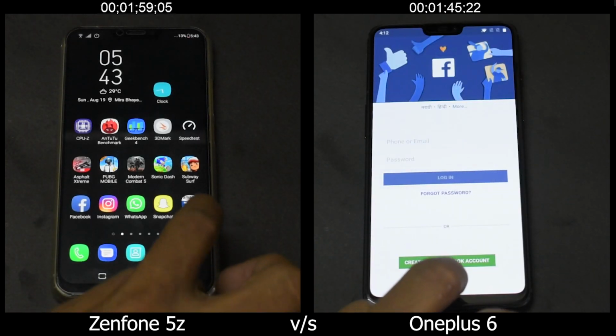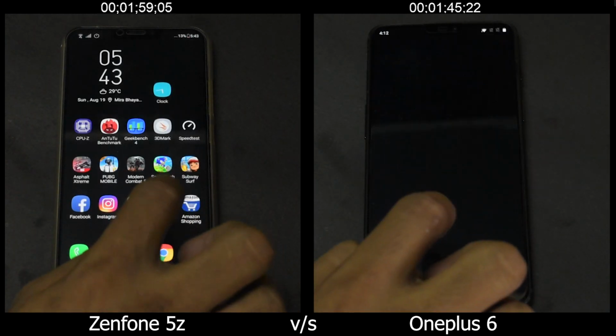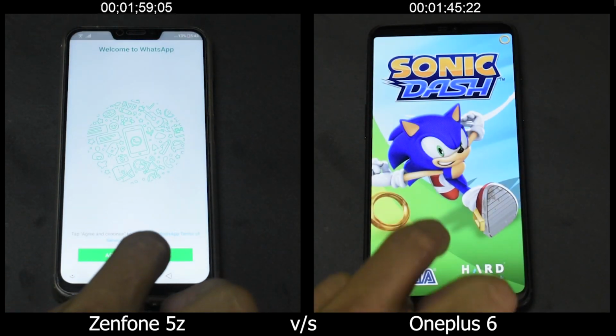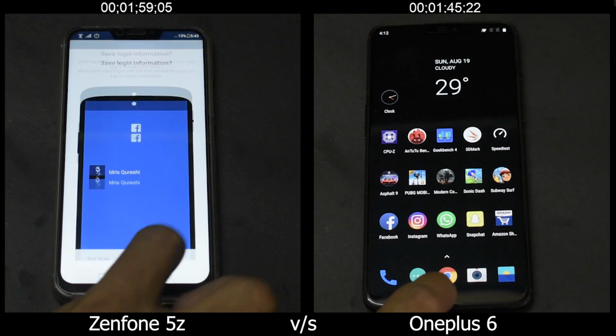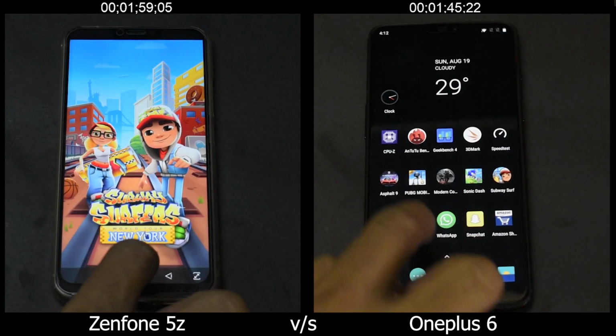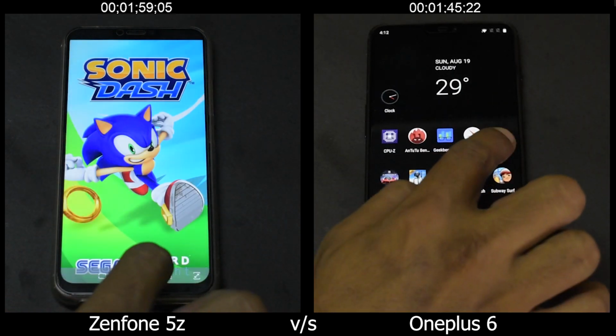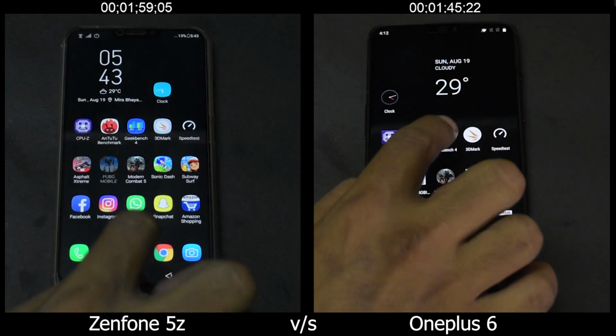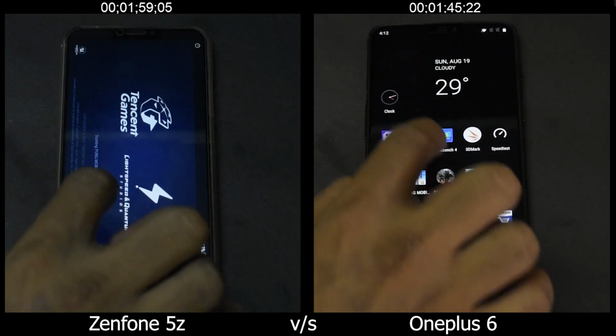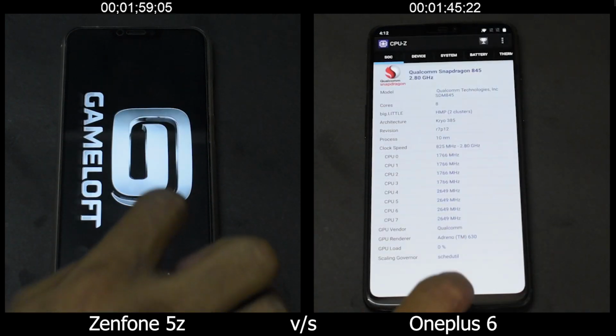Now, the second round, let's reload the apps and let's see if any of the apps are there in memory. Now, I don't expect any of these phones to keep apps in memory, especially games like PUBG and Asphalt 9 or Asphalt Extreme in the case of Zenfone 5Z. And as you can see, as expected, all the apps are reloading. So more or less the result as expected, the OnePlus 6 easily wins this speed test.